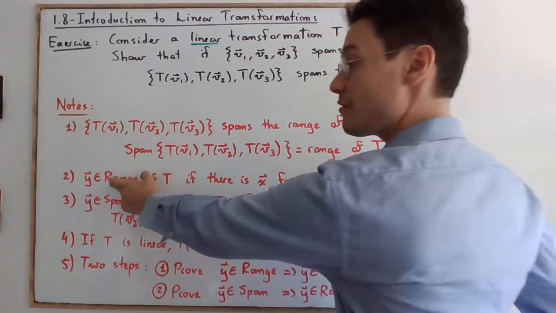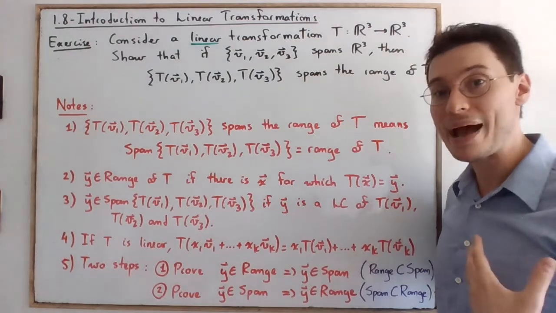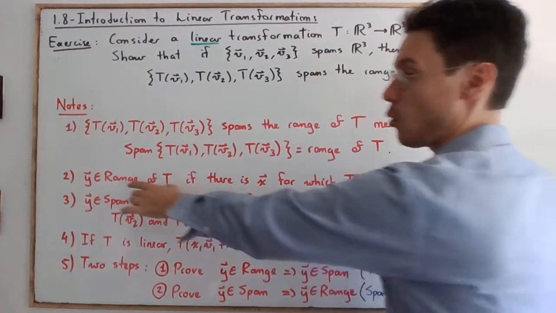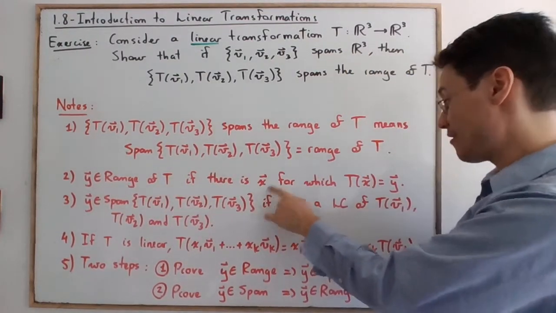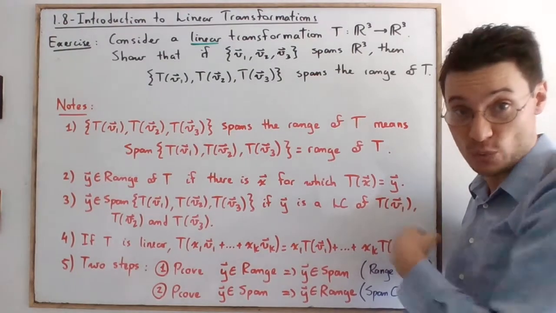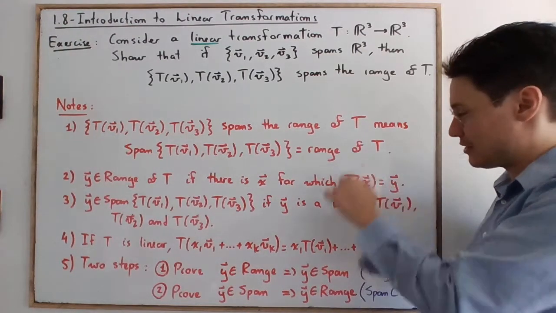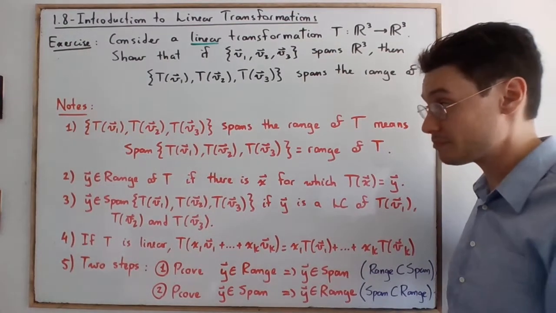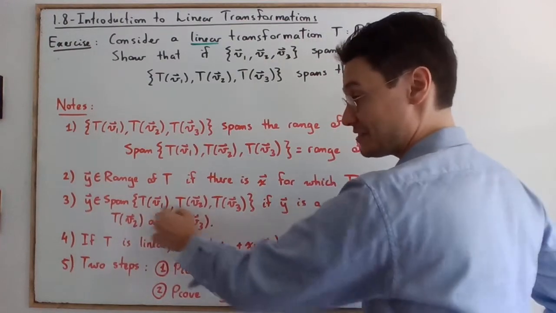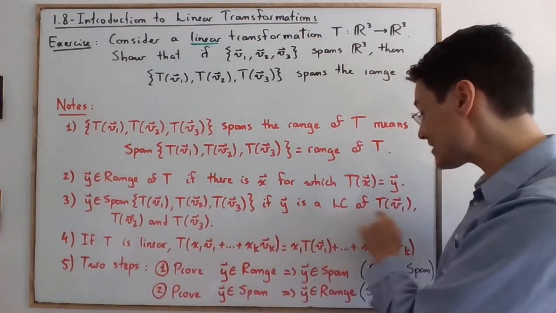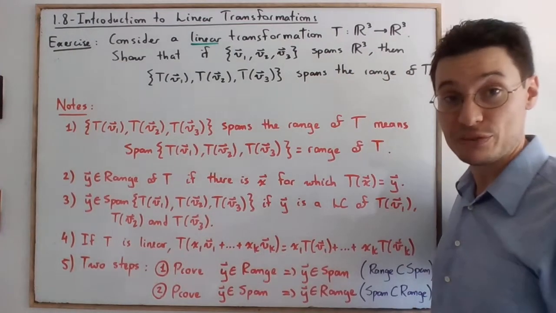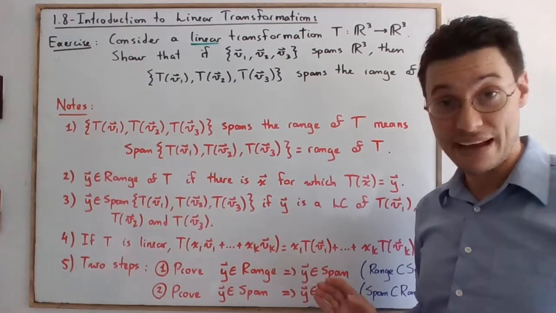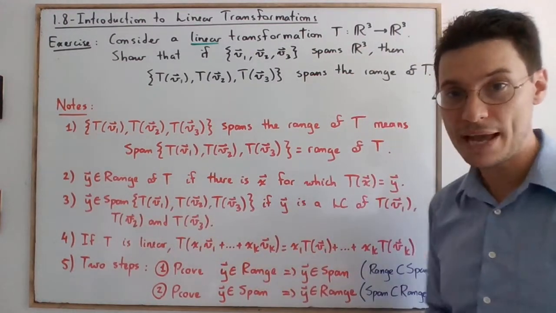So, what's the definition of y being in the range? It means that y is an image, and an image has a pre-image. So, in other words, y is in the range if there is x for which T of x is equal to y. So, if we can find the value of x in a way that we can write something like this, then we prove that y is in the range. Y is inside the span of T of V1, T of V2, T of V3 if it's a linear combination of T of V1, T of V2, and T of V3. So if we can somehow write Y as a linear combination of these vectors, we will prove this, okay?